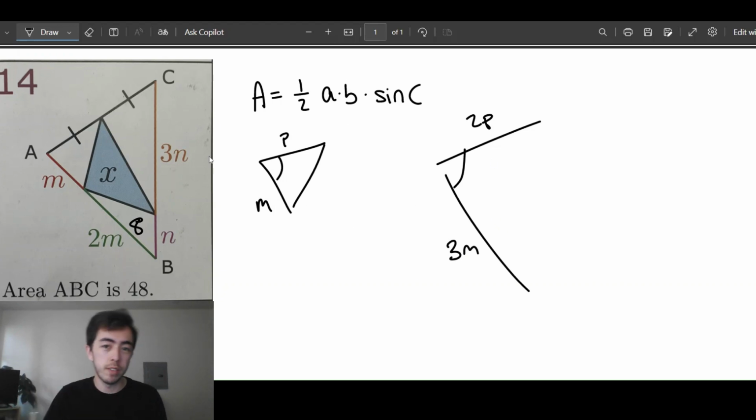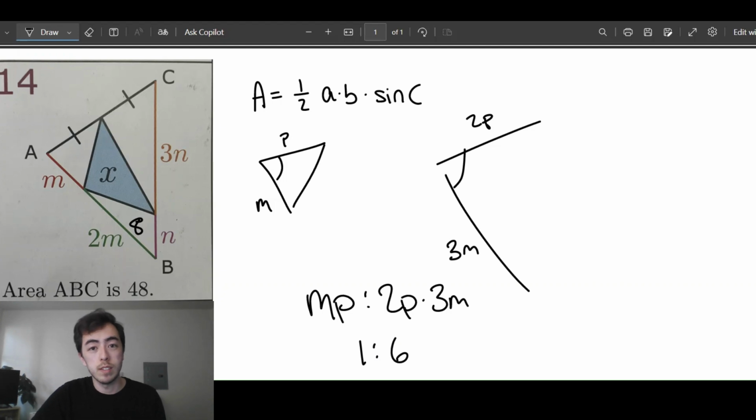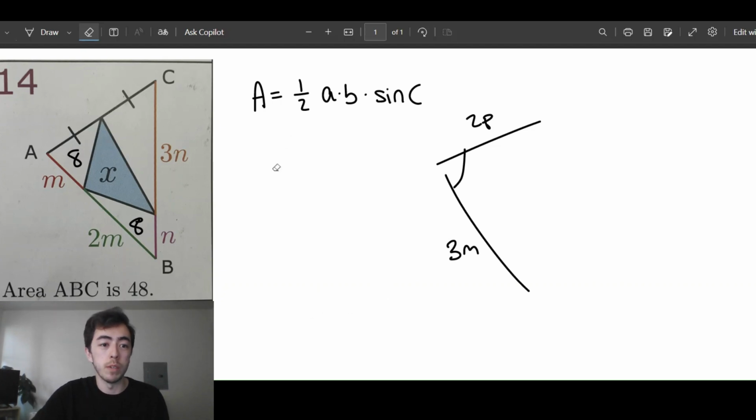If I multiply everything and cancel everything, it's basically going to be the same thing as just finding the ratio of this right here. And then the p's and m's cancel, so it's another ratio of 1 to 6, which was the same 2 to 12 that we saw in the last triangle. And so this triangle also has the area of 8. And so there's only one more triangle that we need to study.